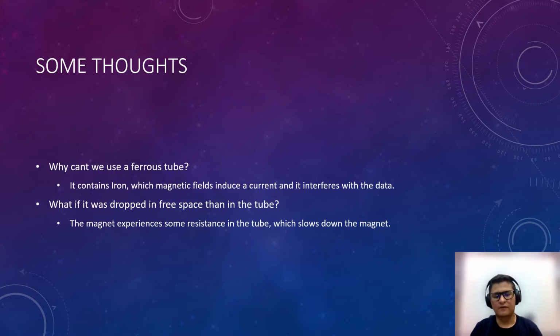Some of the thoughts: why can't we use a ferrous tube? It contains iron, which the magnetic field can induce a current in, which interferes with our data. It would slow the magnet down a lot more. So what if it was dropped in free space rather than the tube? The magnet experiences resistance in the tube, which slows it down, and if it's dropped in free space, the only thing that will resist it will be air drag. So it'll be a little bit faster than in the tube.